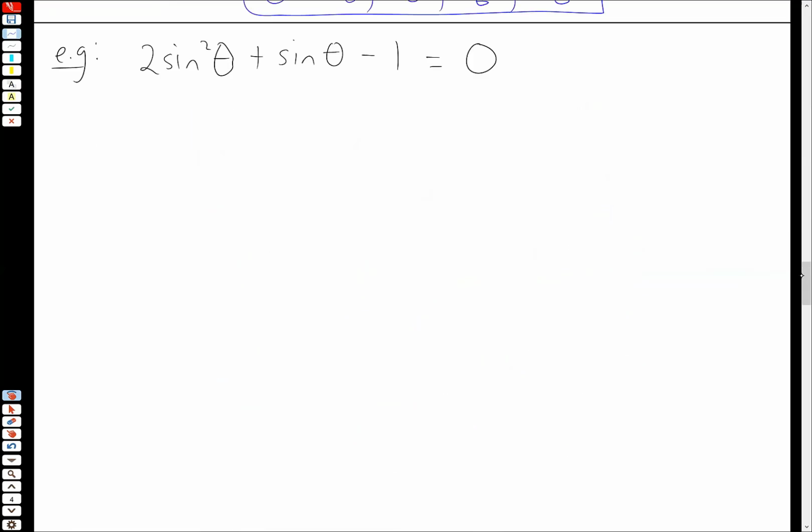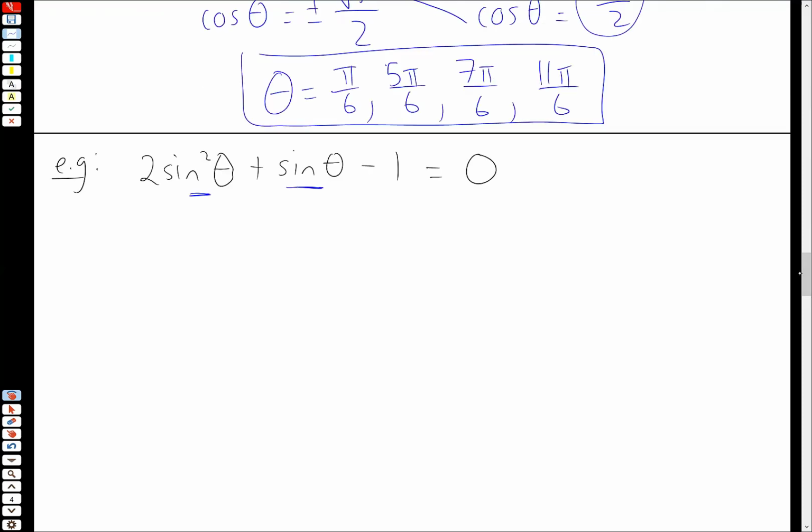We have 2 sine squared theta plus sine of theta minus 1 is equal to 0. Okay, so notice we have 2 trig functions in this equation, where in the other ones we only had 1. We either had a cosine or a sine. So that's going to increase the difficulty a little bit. Now, how do we deal with things like this?